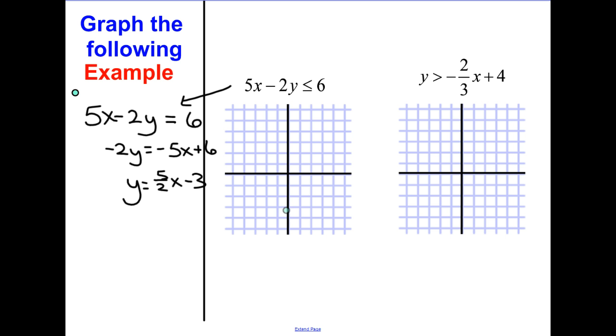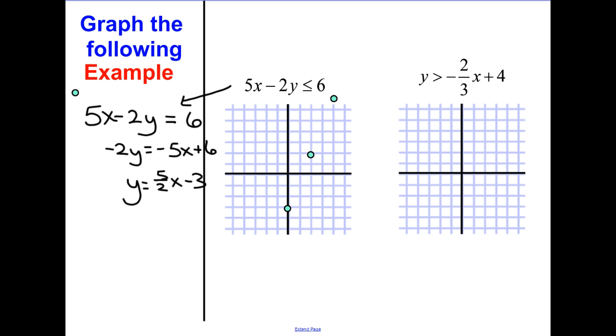Now I'm going to graph my points here. The first one I'm going to graph is my y-intercept at negative 3, and then we're going to go up 5, so 1, 2, 3, 4, 5, over 2. Let's see, can we make another one on there? Up 5, 1, 2, 3, 4, 5, over 2, right about there.